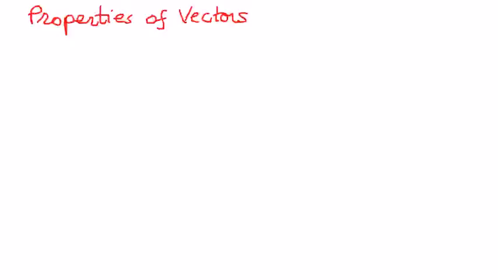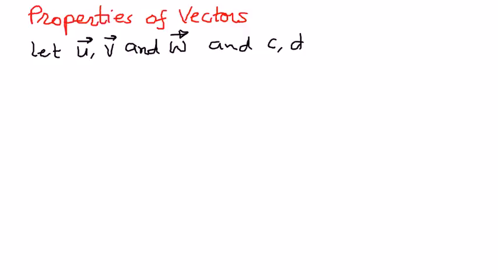Welcome to my presentation. In this presentation, let us try to see some of the properties related to vectors. Let u, v, and w be three vectors and let c and d be scalars, some constant terms. Then the following properties are true.